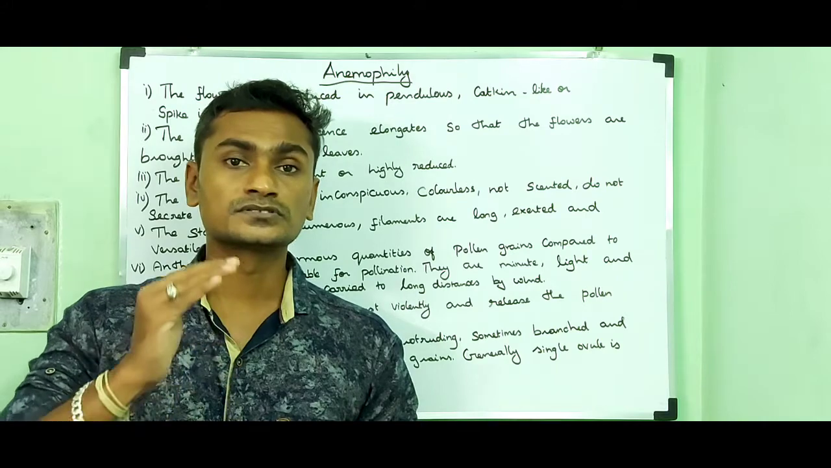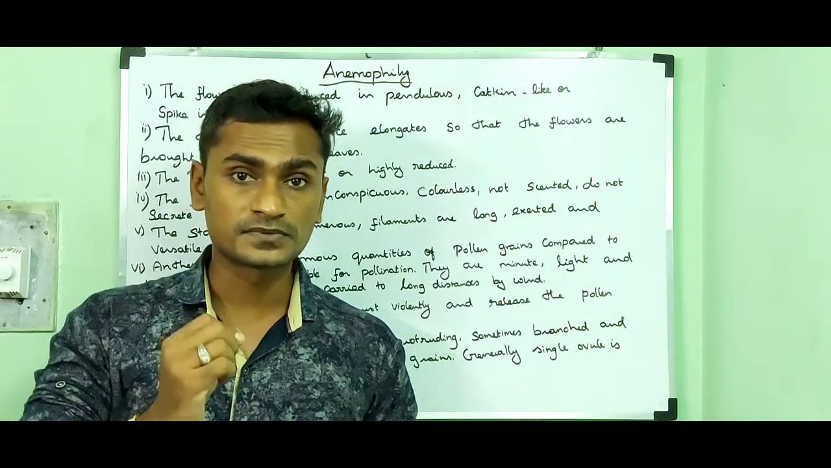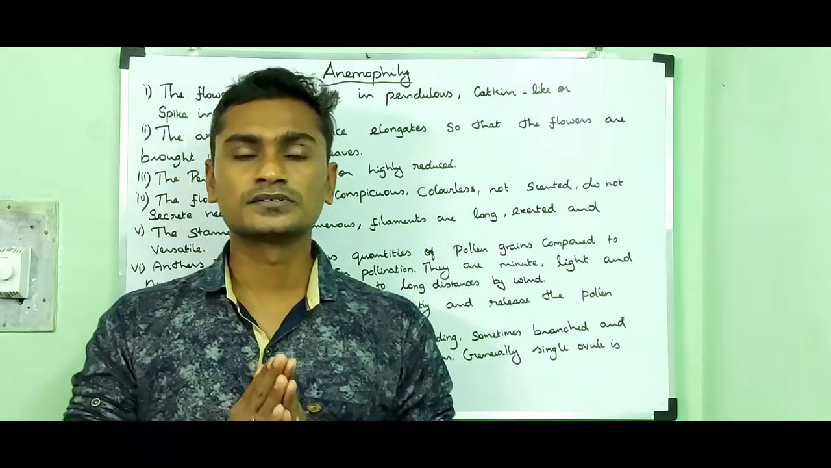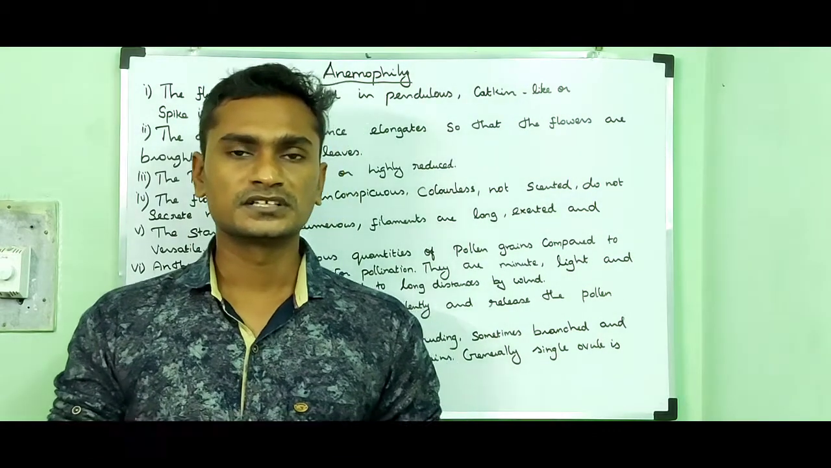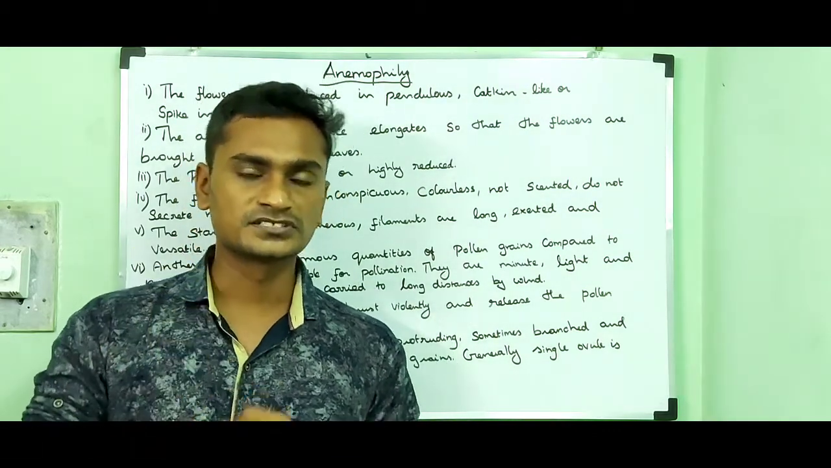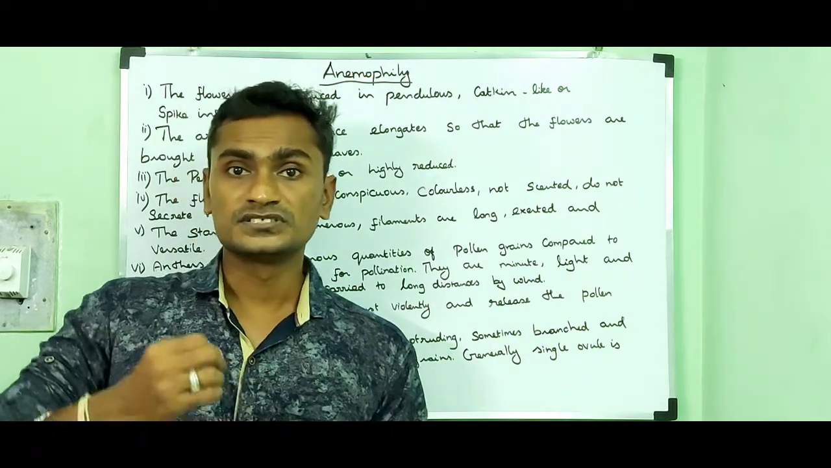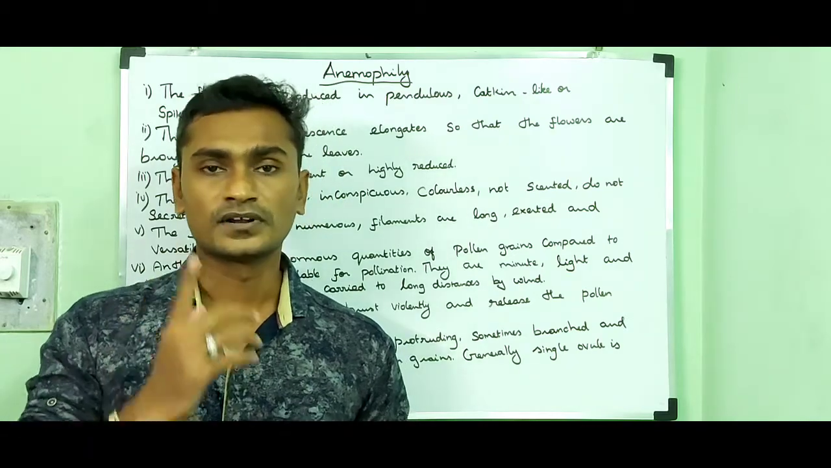Now I am going to tell about anemophily, the pollination which takes place with the help of wind. Today we will see about the pollination that takes place through the wind. So that type of pollination is called anemophily, and the flower in which wind pollination takes place is called an anemophilous flower.